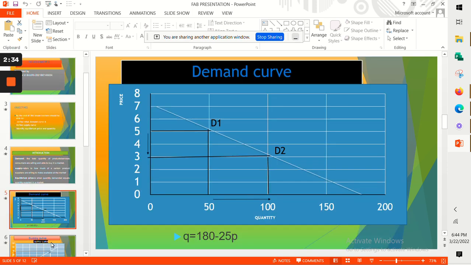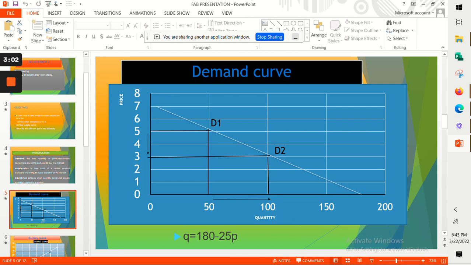So we go further to look at the demand curve. You see that the demand curve slopes down from left to right, as you can see on our diagram there. The curve is going down from left to right. And in this case, on the y-axis there is price, and on the x-axis we have quantity.